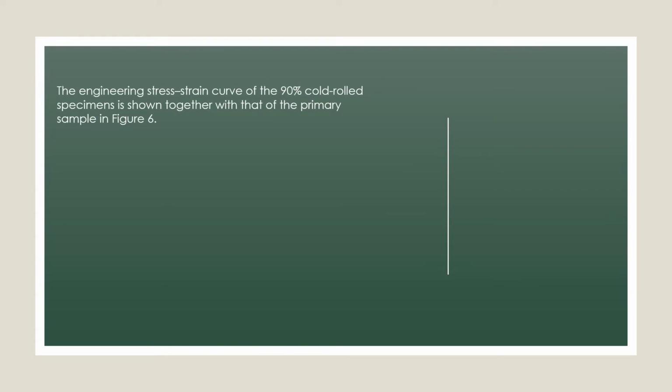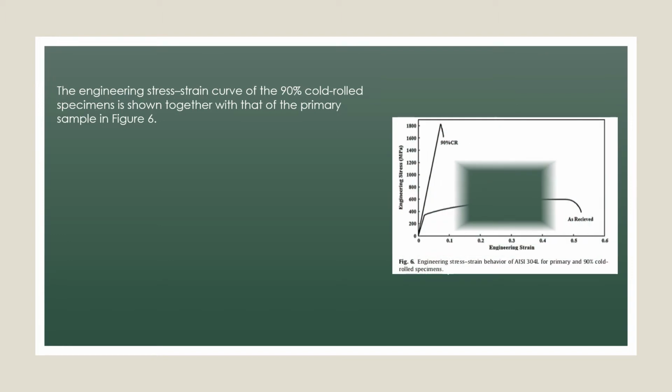The engineering stress strain curve of the 90% cold rolled specimens is shown together with that of the primary sample in figure 6. It can be seen that the primary sample shows low yield strength of approximately 300 MPa, the ultimate tensile strength of approximately 600 MPa, and a large fracture strain of approximately 50%. After the 90% cold rolling, the strength is greatly increased to approximately 1825 MPa, which is nearly 6 times higher than that of the primary one, with a great loss of the fracture strain, which is 7%.